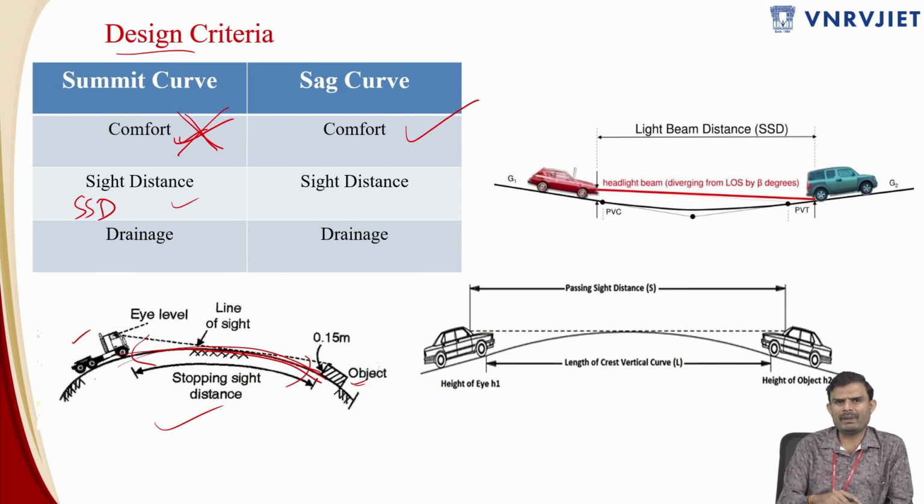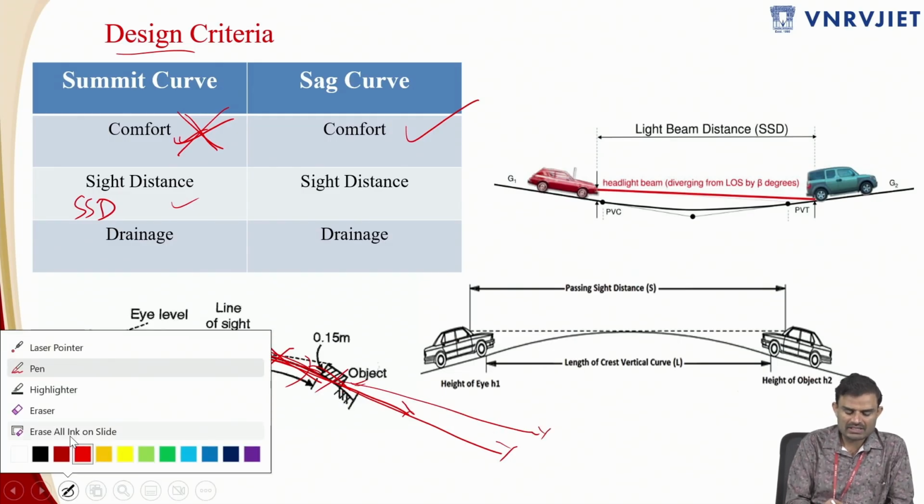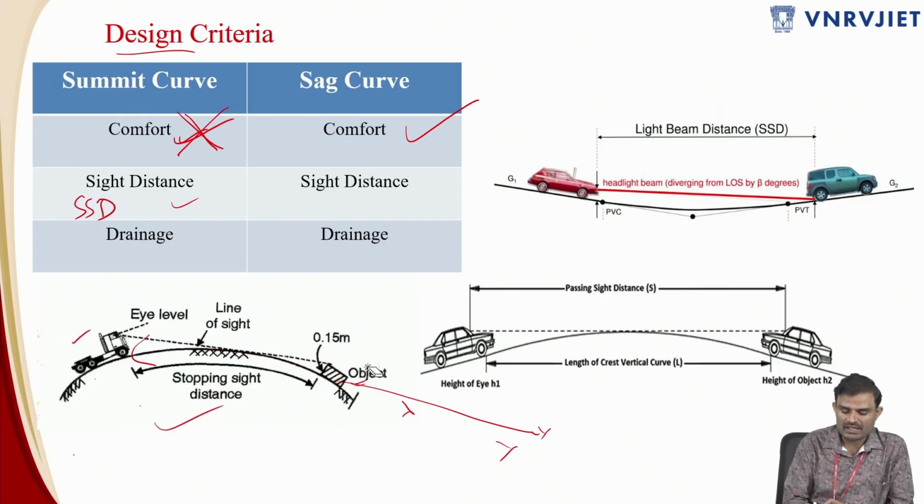You need to make that amount available at any point of time, whether it is 180 meters or whatever. If you are over here, from here to 180 meters. If you are here, from here to 180 meters. Like that, at any point of time, whatever sight distance is required, you should be able to provide in terms of the summit curve.